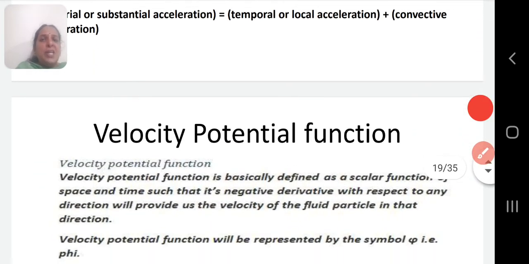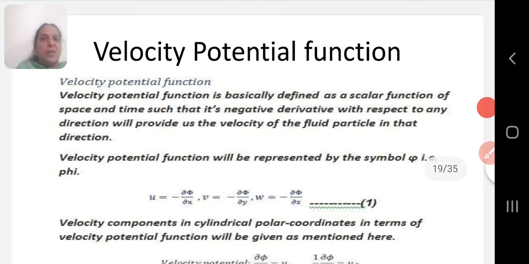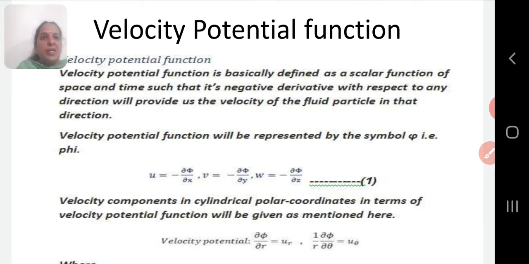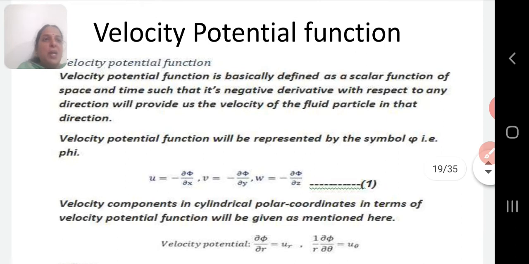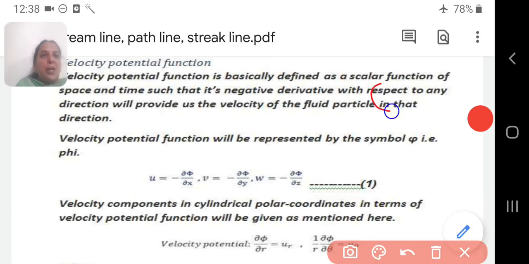Next is the velocity potential function. So what is the velocity potential function? It is a scalar function of space and time such that its negative derivative with respect to any direction will provide us the velocity of the fluid particle in that direction. Normally this velocity potential function is represented by the symbol called pi.